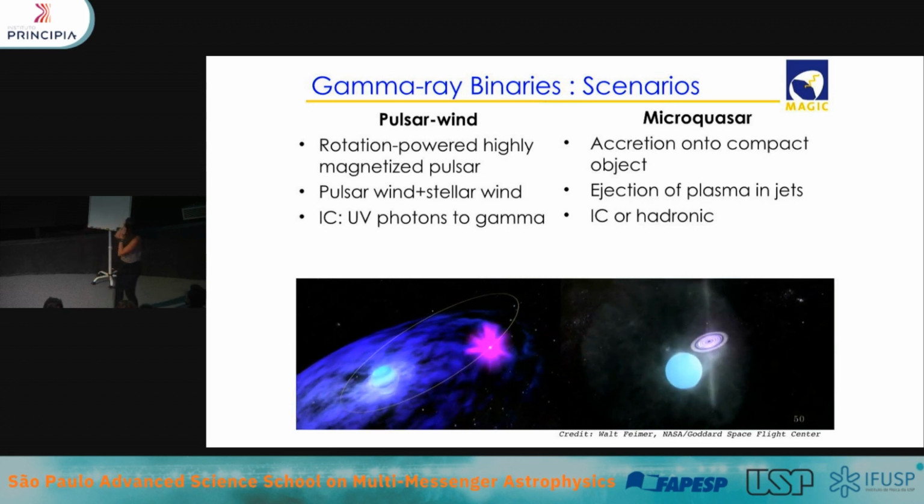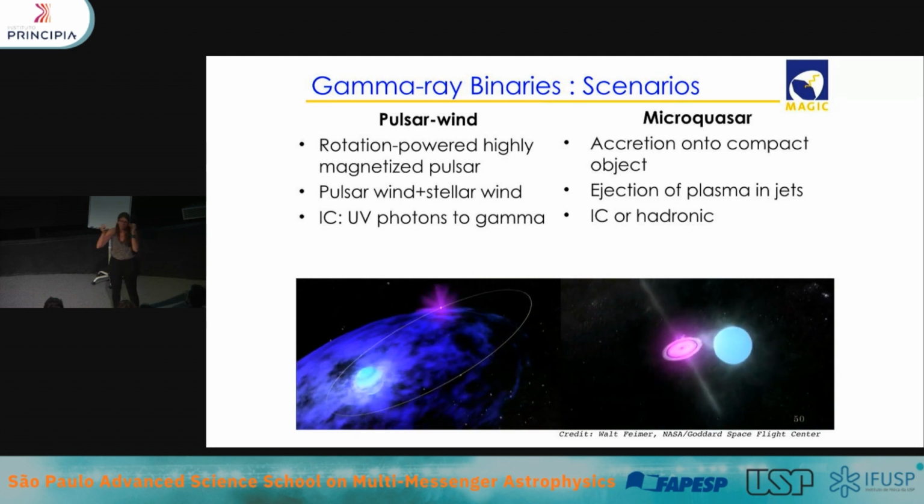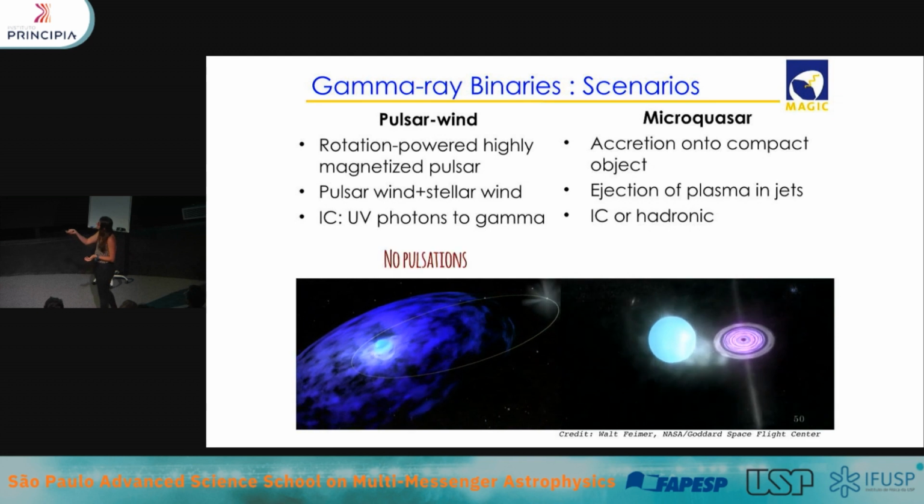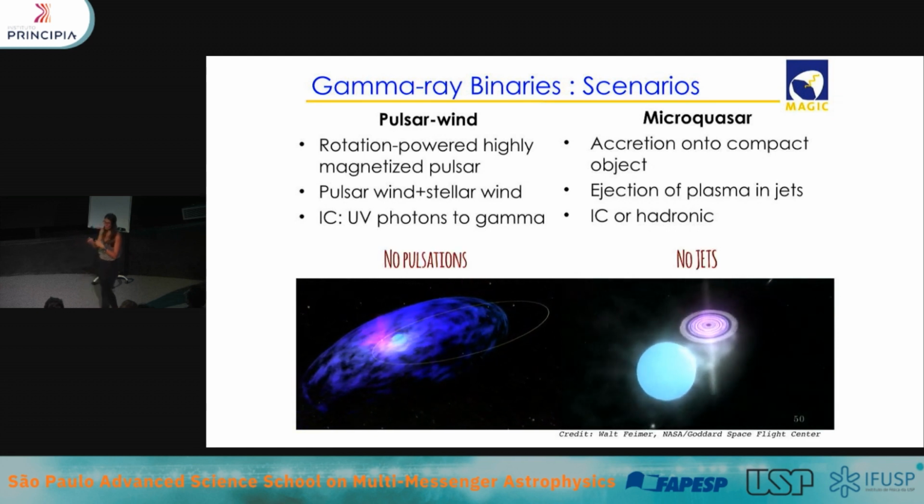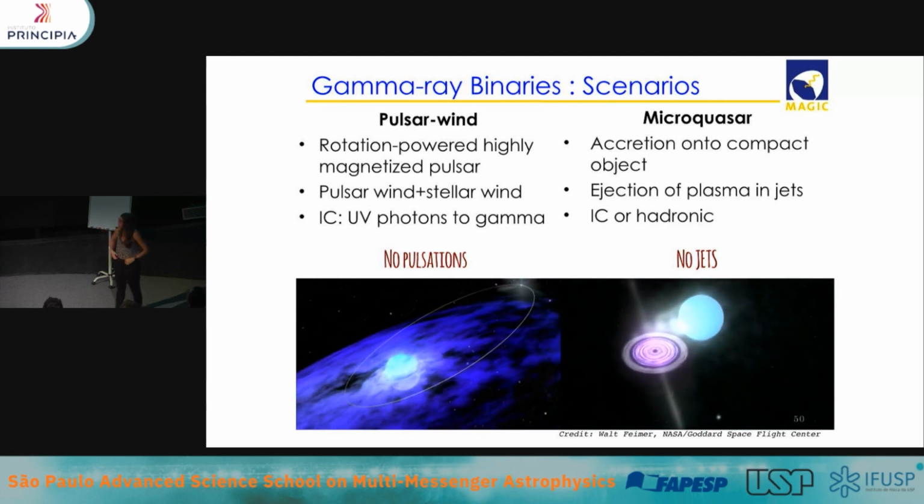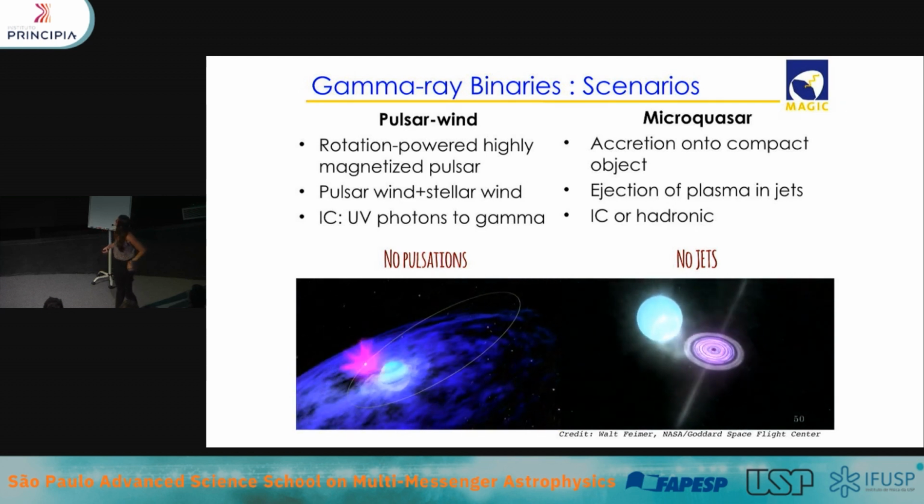And if you have a microquasar, you should detect the jets, no? Like you detect in many systems. Well, the thing is that we do not detect pulsations, so we do not detect jets, okay? In any of the gamma ray binaries that we have been detecting.